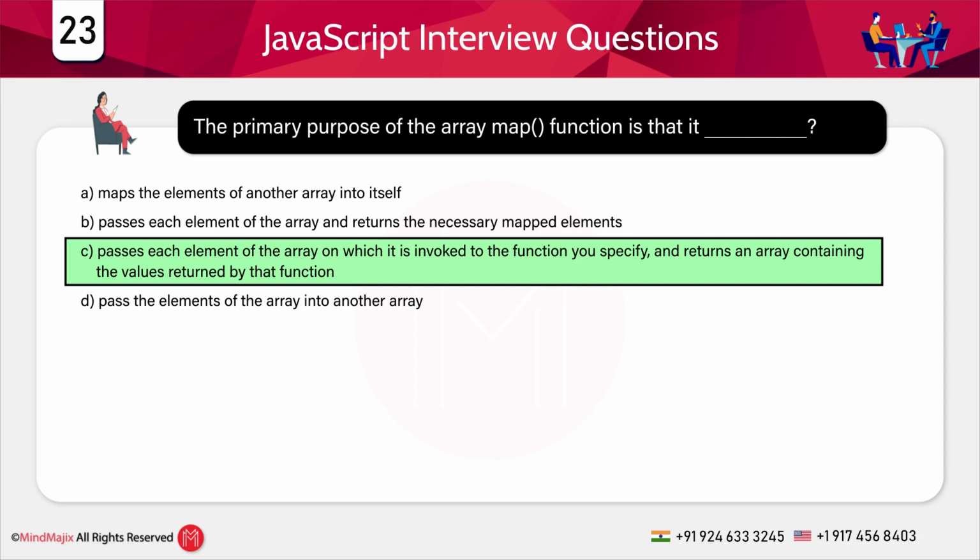So actually the map function is a predefined built-in function in JavaScript, and it is mainly used for mapping the array elements to be used for some other purpose. The map method passes each element of the array on which it is invoked to the function that you are specifying, and it returns an array containing the values returned by that function.